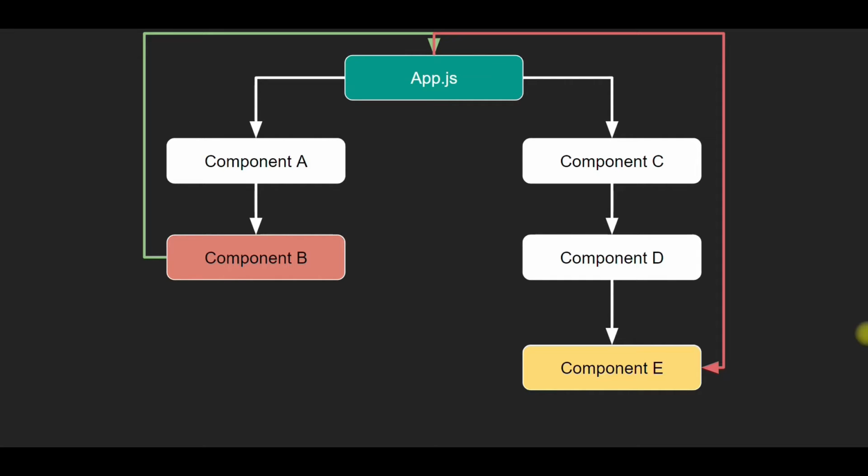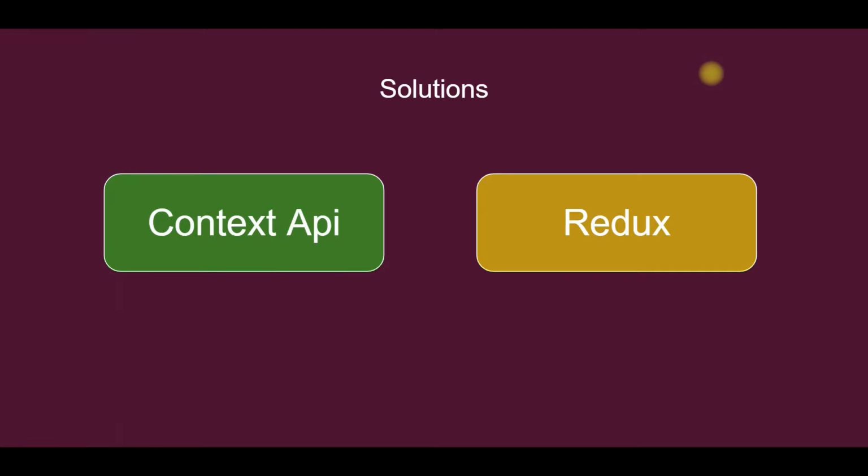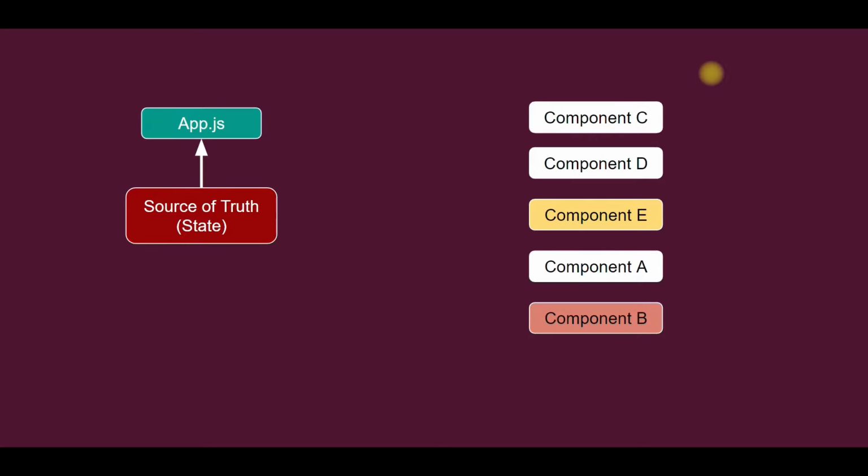Already, if you think about it, this state data from component B moving through props all the way down to component E already brings in a huge chunk of code which we really don't need. And there are two solutions to this. One of them is the Context API that comes out of the box when you install React, and we have Redux, which is a third-party library that is also used to solve this problem. But both of these two solutions use the same idea to solve the problem.